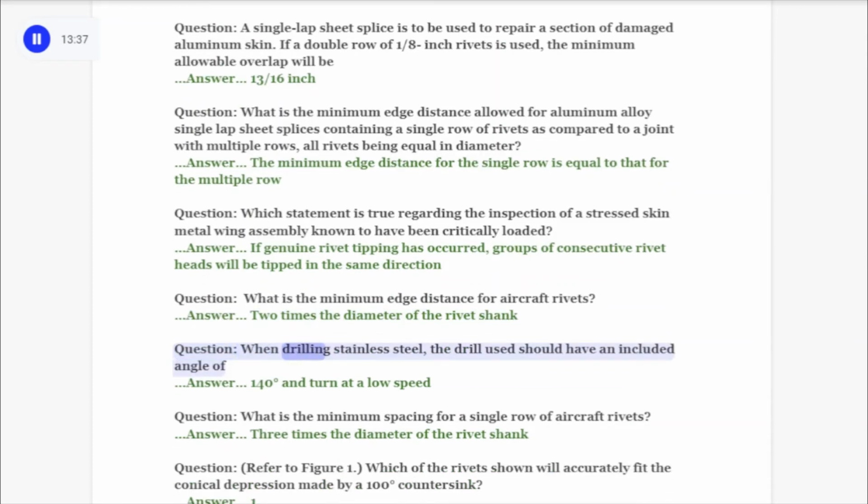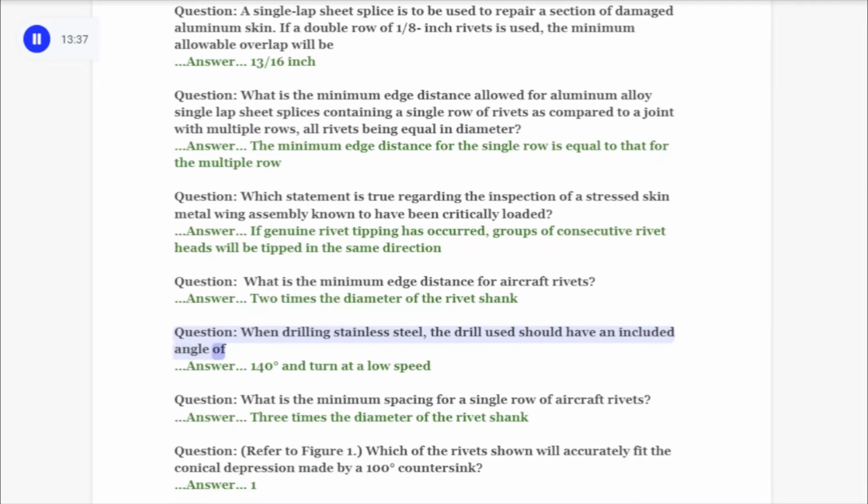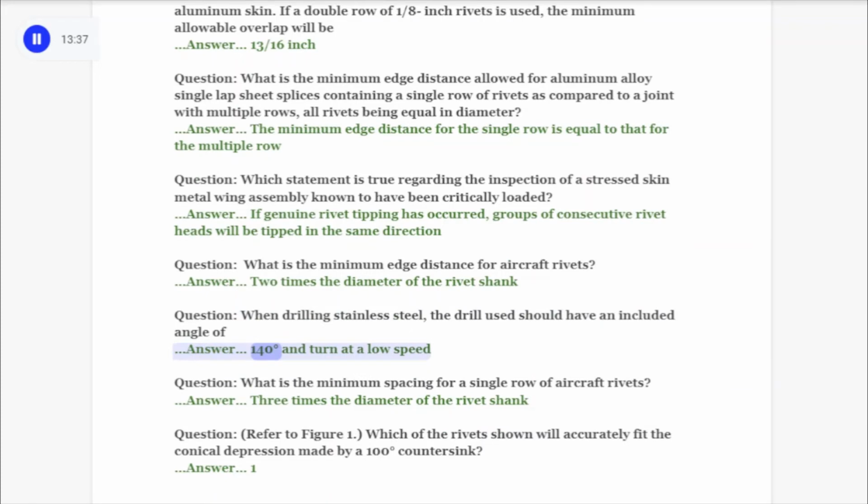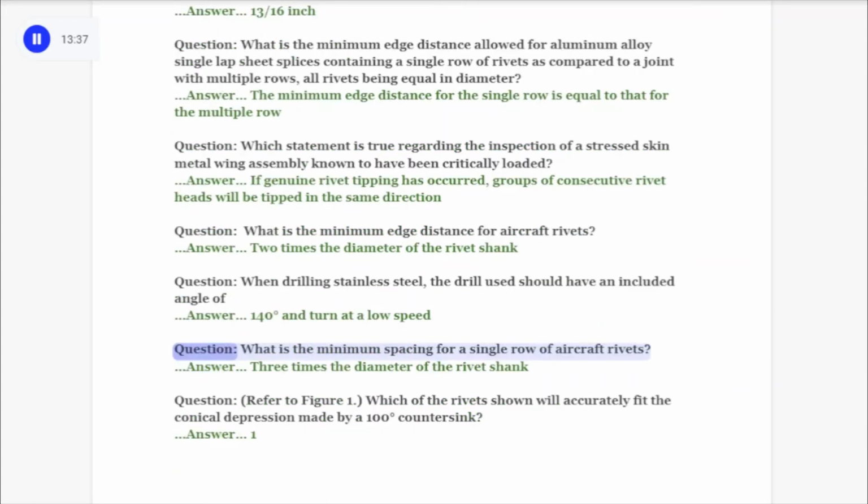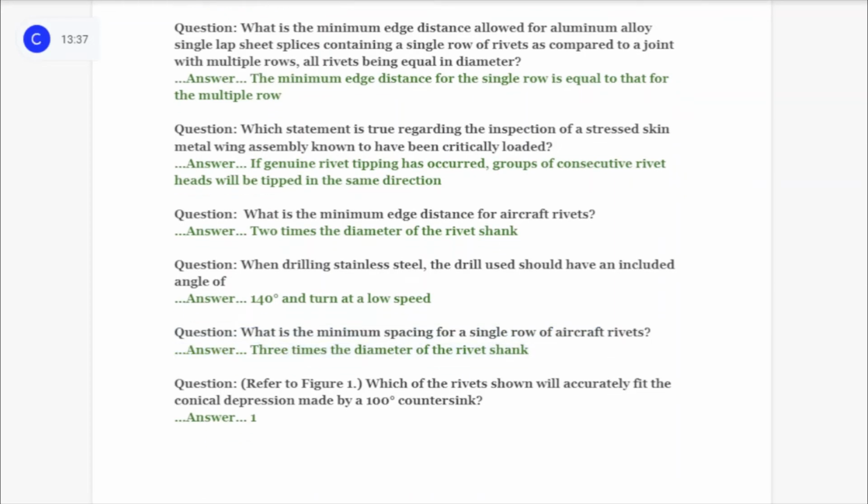Question: When drilling stainless steel, the drill used should have an included angle of? Answer: 140 degrees and turn at a low speed. Question: What is the minimum spacing for a single row of aircraft rivets? Answer: 3 times the diameter of the rivet shank.